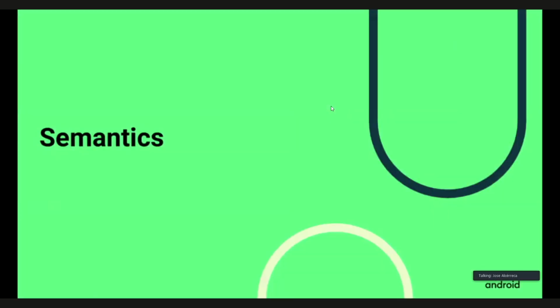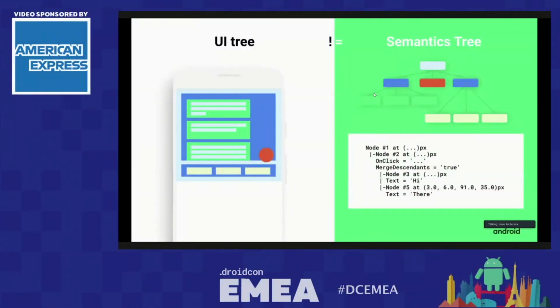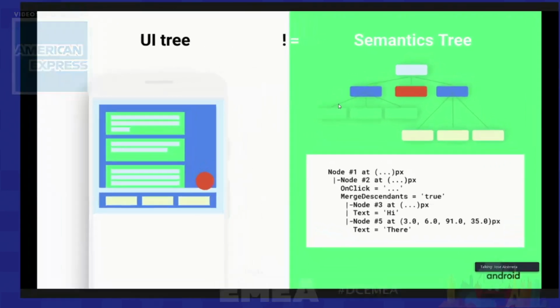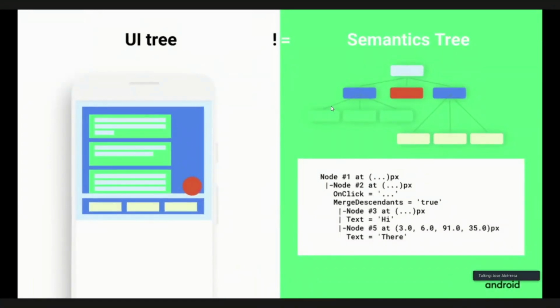So the first thing we need to talk about is semantics. Testing relies heavily on something called the semantics tree. In Compose, there are two trees to take into account that your composables will emit. The UI tree, that is emitted by each composable that emits UI, which is used to render pixels on screen. And then the semantics tree that is created by only some composables.